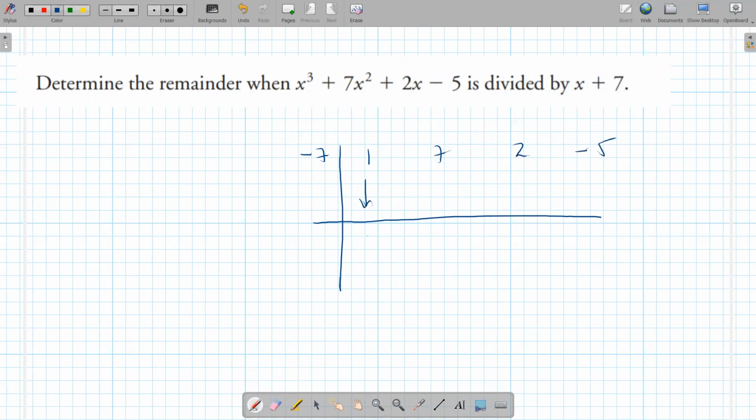The 1 comes down as it is. Then you multiply 1 with -7, it becomes -7. Add them up: 0. Then 0, 2, yeah? And -7 times 2 is -14. Add them up, -19 is the remainder. So then, how would that help you in graphing?